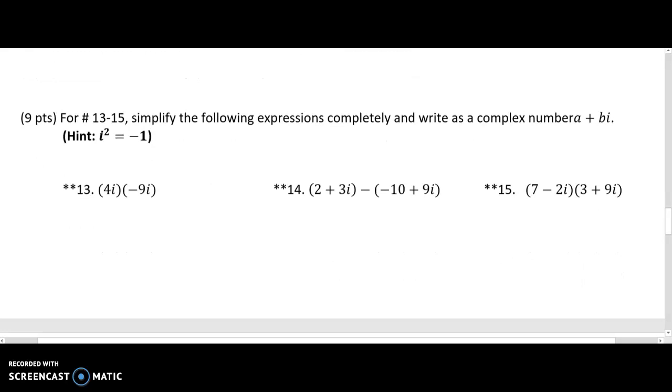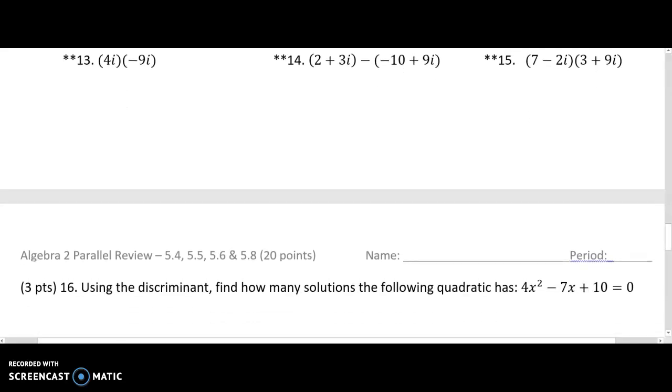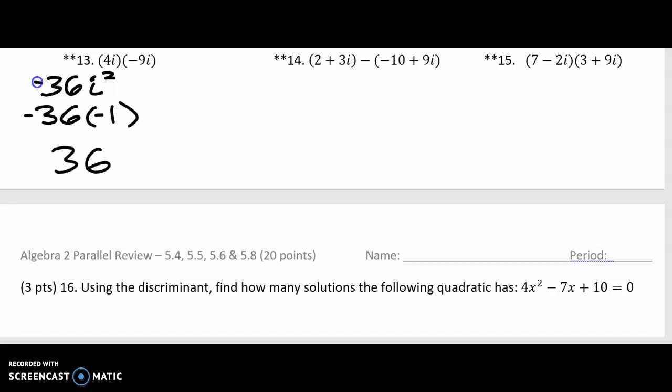All right. Number 13, 14, and 15. Right away it tells you that you have this hint of i squared equals negative 1, which means none of your answers should have i squared in them. You need to take care of that because it is told to you what i squared actually is. That being said, I'm going to go ahead and just do my straight multiplication here. 4 times negative 9 is negative 36. i times i is i squared. We know that i squared is negative 1. So therefore my final answer here would be 36.